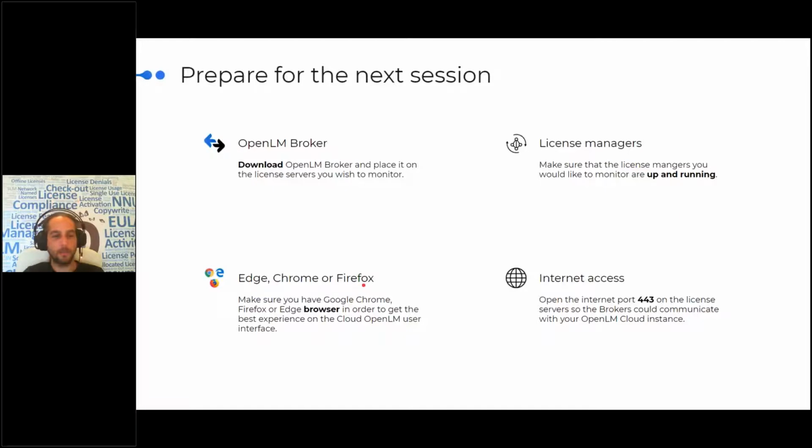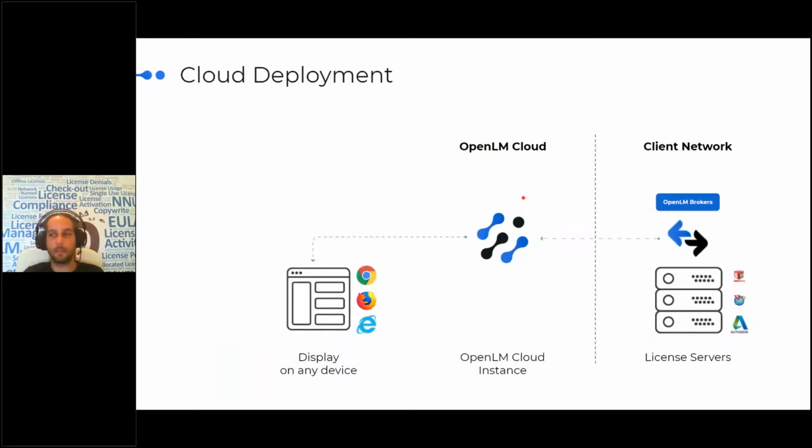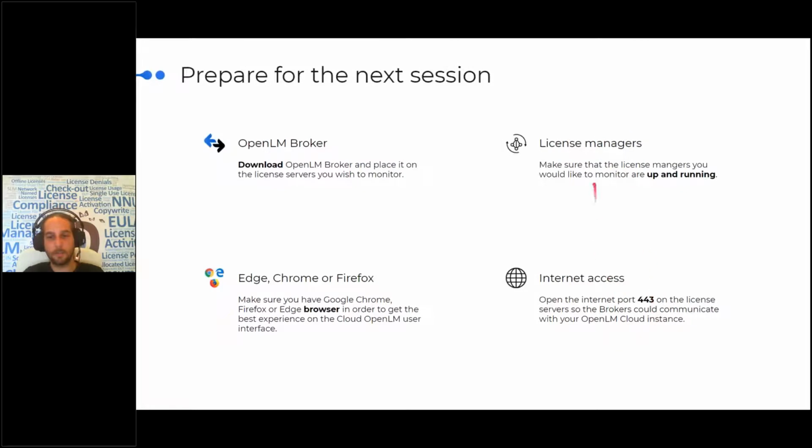Make sure you have Edge, Chrome, or Firefox. Internet Explorer 11 doesn't work. For internet access, you'll need to open port 443 on the license server, because the broker will need to communicate with the cloud instance of OpenLM. So make sure port 443 is open, of course, to the internet. And that's it. Make sure the license managers are up and running, and you'll have it all set.